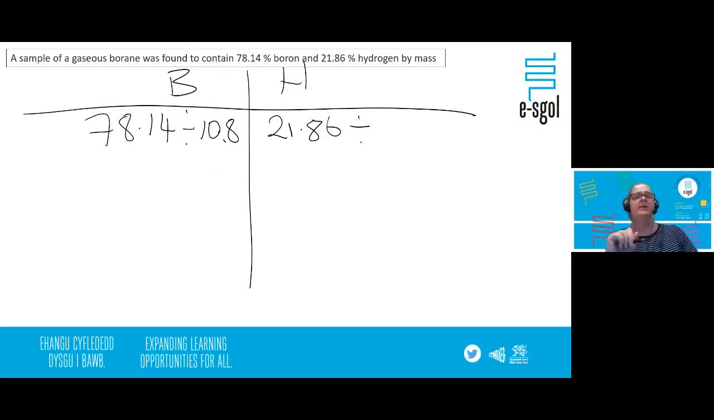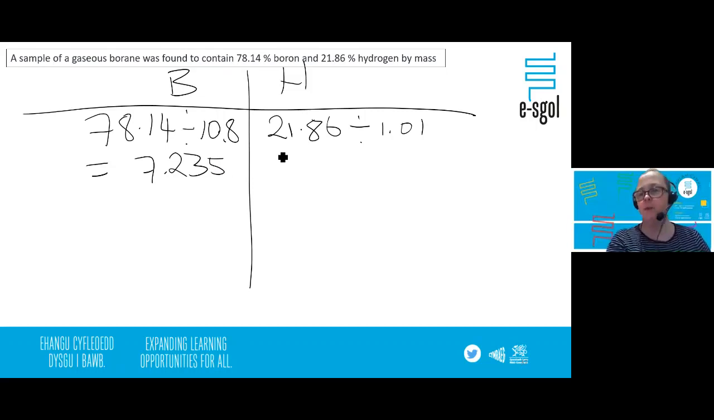Please, please, please do not be tempted to use just one, or don't rely on your GCSE knowledge, because that would tell you boron is 11 and hydrogen's 1. Okay, we've moved on significantly since year 10 and 11, so please use the data sheet that's relevant to A2, so you'll know that hydrogen is 1.01. That'll give you the following 2 answers. So that tells you that it's 7.235, and this one will come out with 21.644.